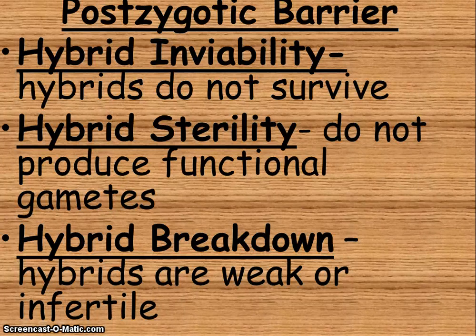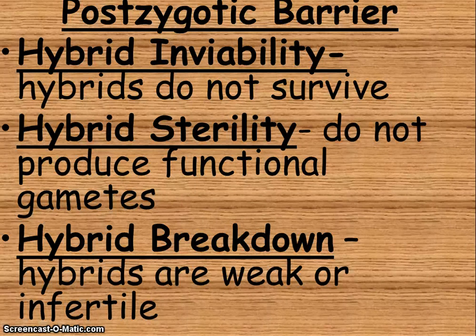Hello, we are going to continue our notes on the more evidence of evolution. So we talked about pre-zygotic barriers, and now we're going to talk about post-zygotic barriers. And we have three different cases. We have hybrid inviability, where hybrids at all do not survive. Hybrid sterility means the hybrids have been produced, but they're not producing any functional gametes, so they are sterile. Or there is hybrid breakdown, which means that the hybrids that are produced are very weak and infertile.